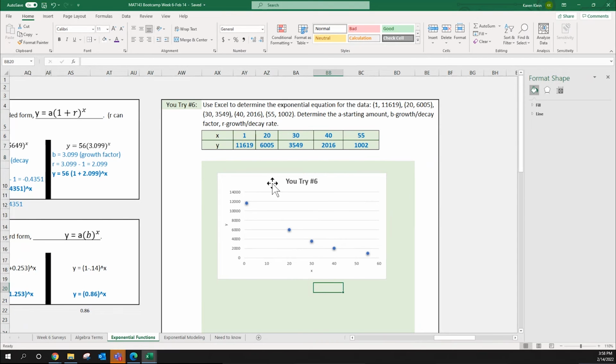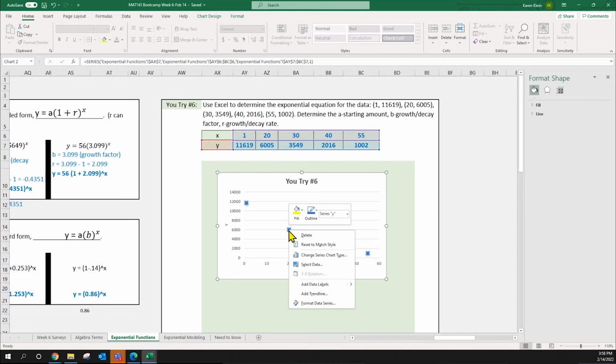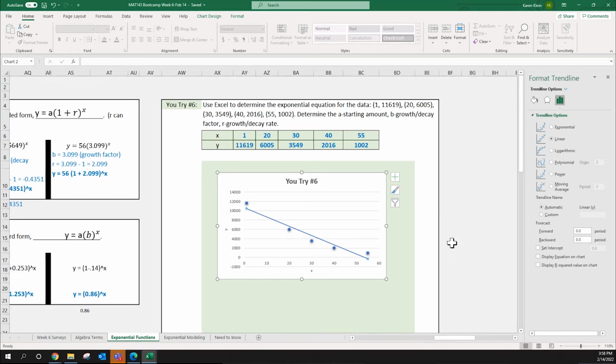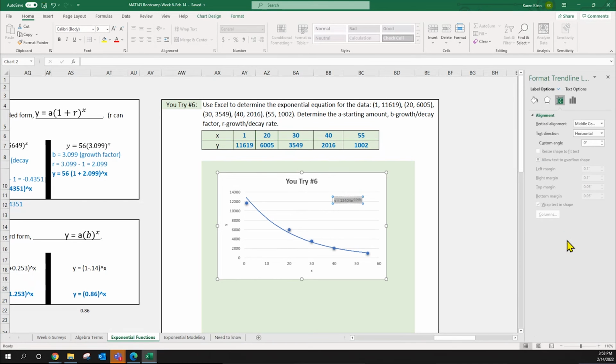Now that we have our data, in order to create our graph or find our equation, we're going to right click on a data point and say add trend line. We said last time that it will default to linear, but we want to see it as an exponential. So we're going to select exponential, and you'll notice that the curve is changing from a line to an exponential curve. We can see that this curve is trending down. So this tells me that we're looking at an exponential decay. Not only do we need that graph, but we also need the equation. So I've selected the equation.